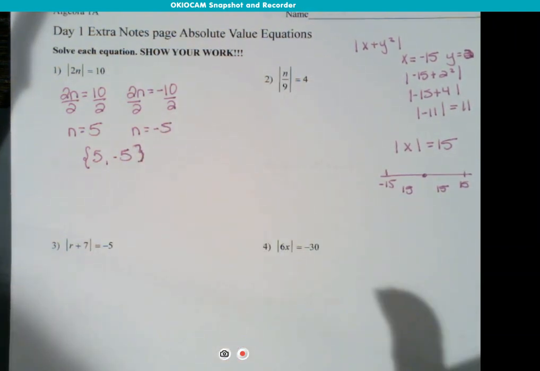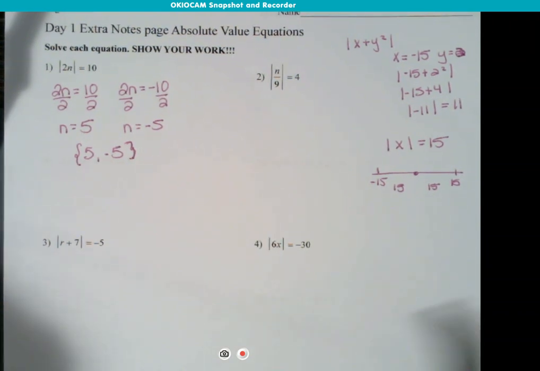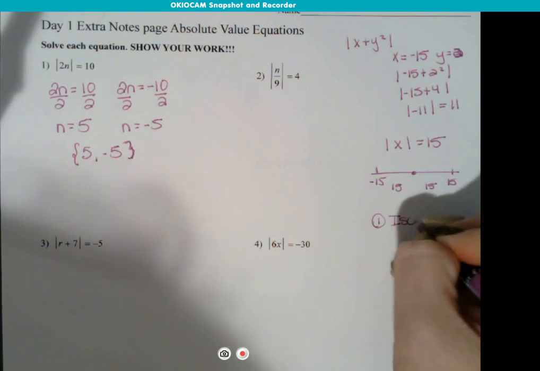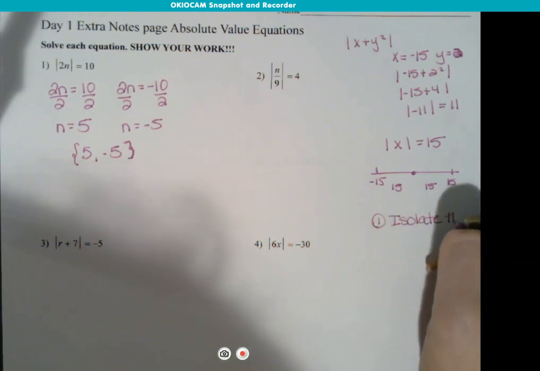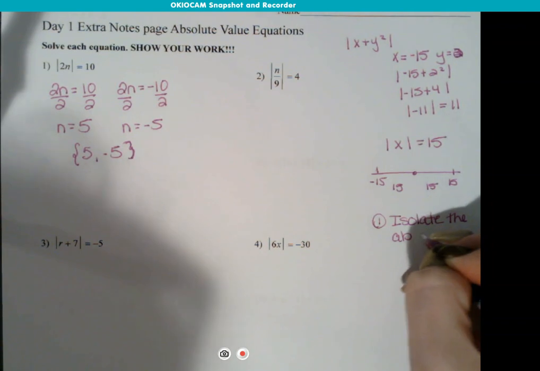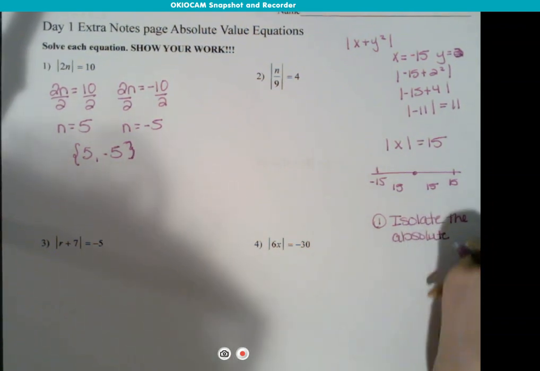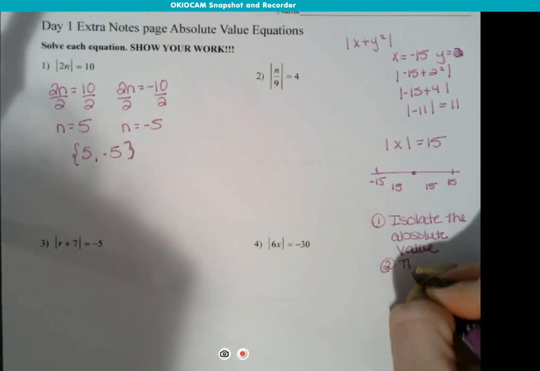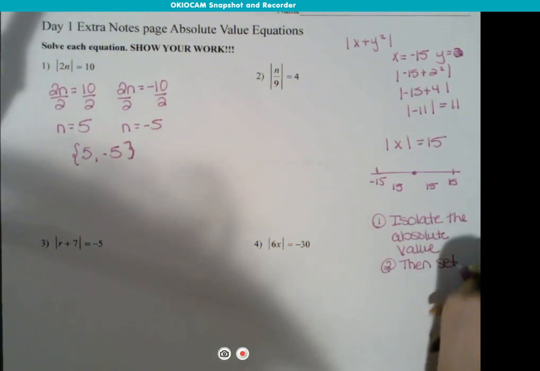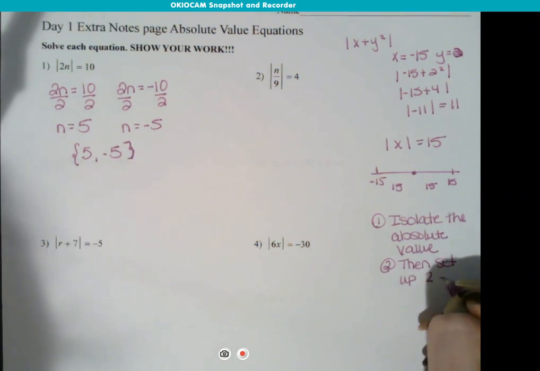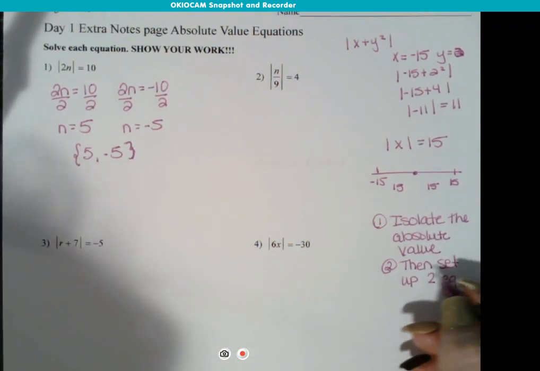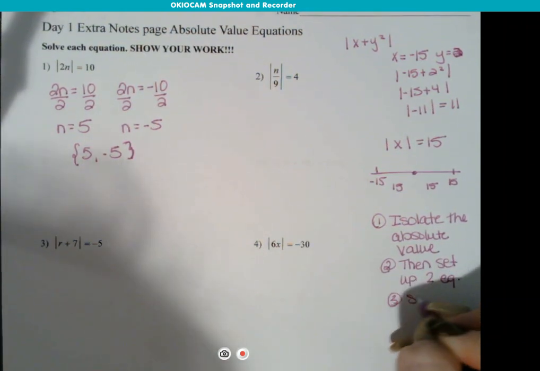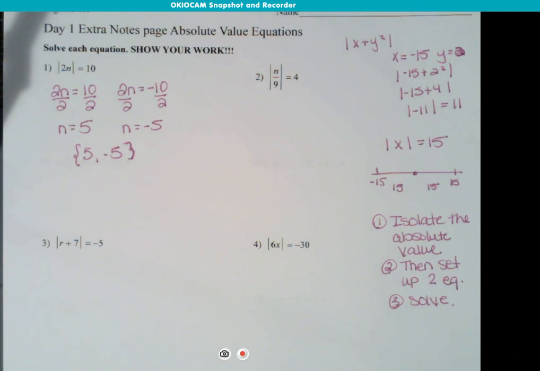Okay, so the key here, and these are the important rules as you're working through this, is the first thing you want to do is isolate the absolute value. Then set up two equations if you need to. I'm going to talk about the two exceptions right now, when you don't need two equations. And then the third step will be to solve. So this is the notes, kind of how to go through this.